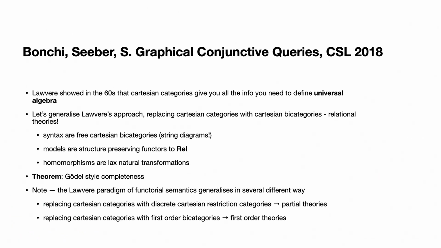And it turns out that this kind of idea then had legs, and there is this kind of a meta way of doing functorial semantics, right? So the important thing is you need to know this kind of algebraic structure. So I did some work on partial theories where you replace Cartesian categories with discrete Cartesian restriction categories.